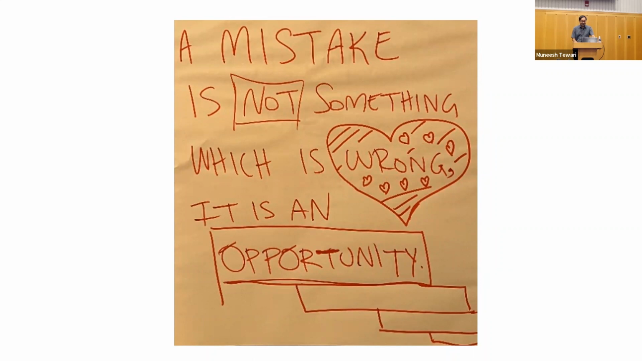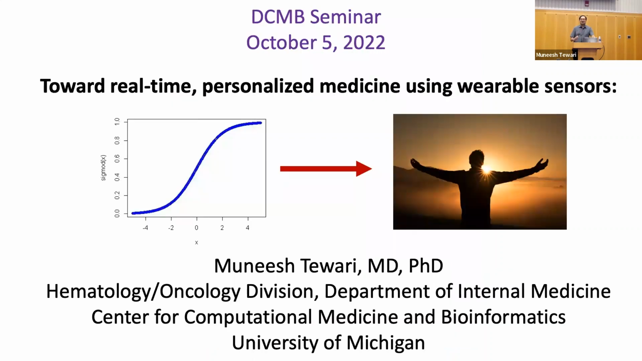So I'm going to show you the revised title, which looks something like this. I was going to come up with a second phrase, but then I thought maybe pictures are better. So, toward real-time personalized medicine, that is what we'll be talking about, and using wearable sensors, that's totally what we'll be talking about. But then I have these two images here, and it gives me a chance to share with you what these mean to me. I'm going to spend a bit of time talking about this S-shaped sigmoid curve, though don't worry, it won't be the whole hour.